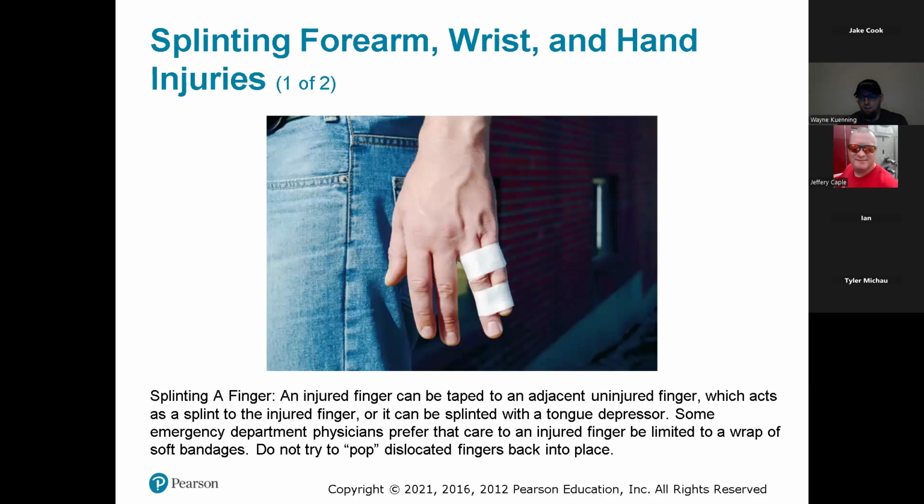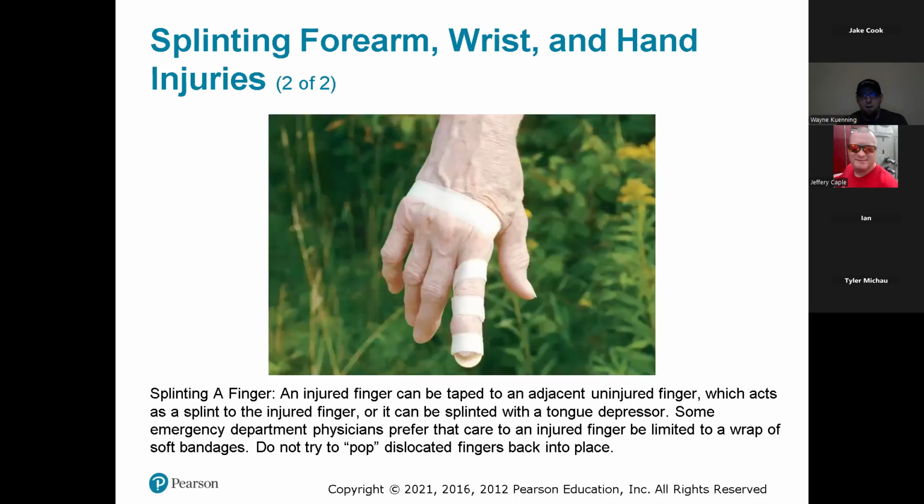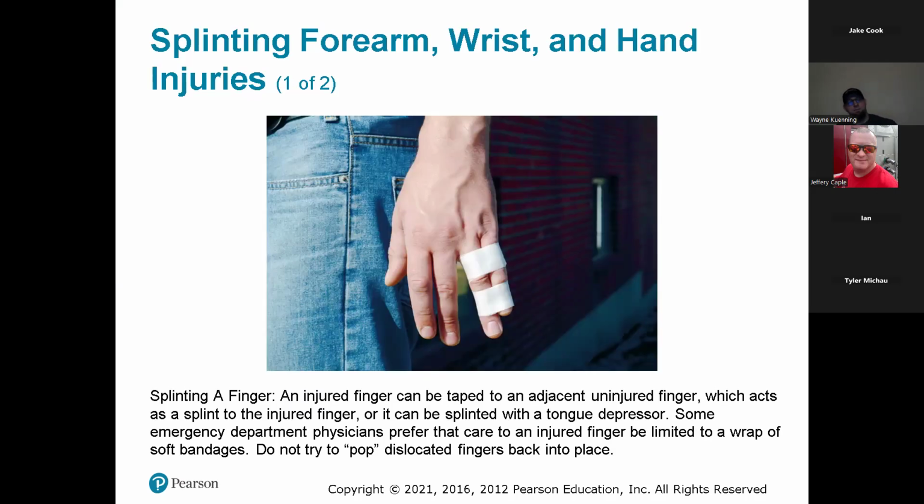Splinting a finger, we're going to use the buddy tape system because we don't carry finger splints. That's pretty much standard of care across the board. Finger splinting is we're going to buddy tape them.